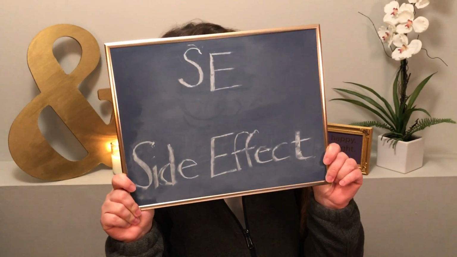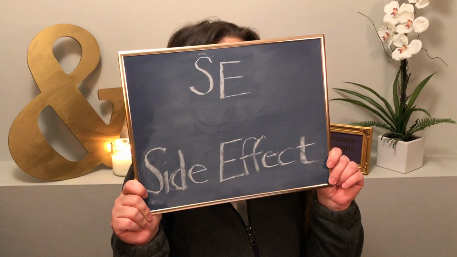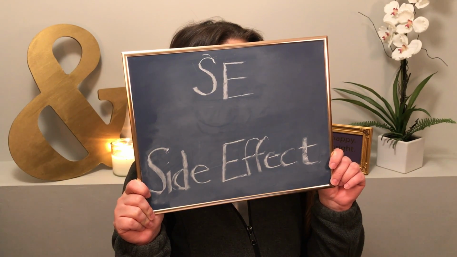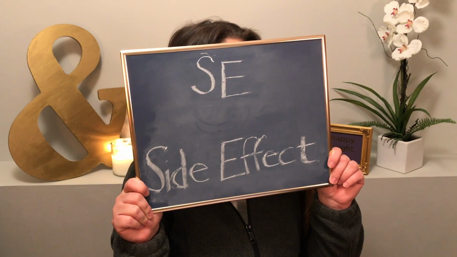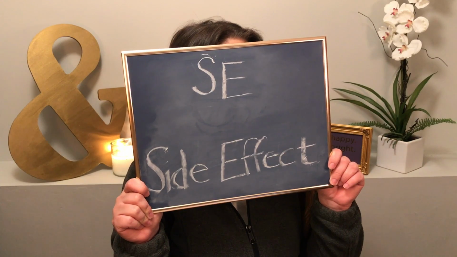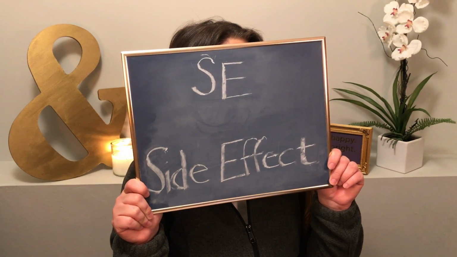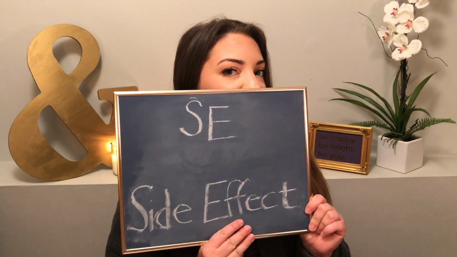The next one we have is SE, and that means side effect. So this would be if you were using a face gel or a face cream and you got a red face or a dryness. It could be anything like that. Or maybe you took a pill and it gave you nausea or vomiting, maybe some stomach cramping. All of that is considered a side effect. So there's SE, which is side effect.